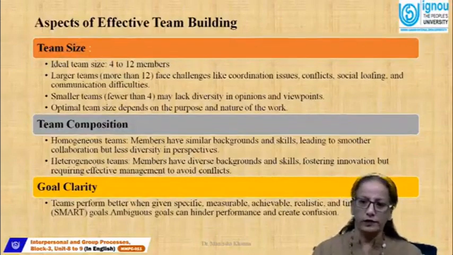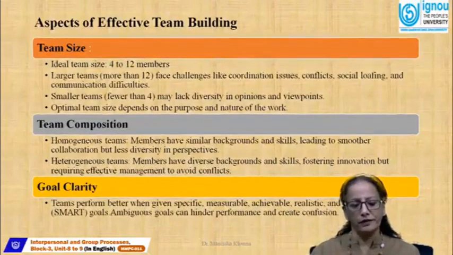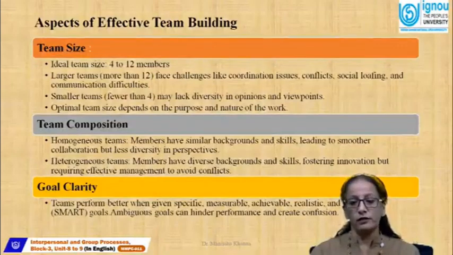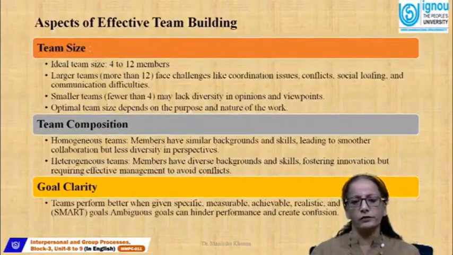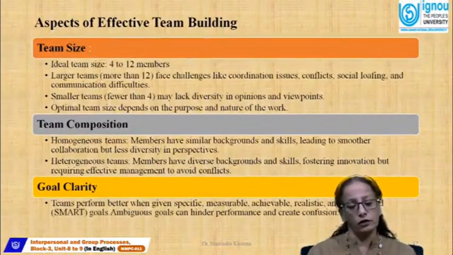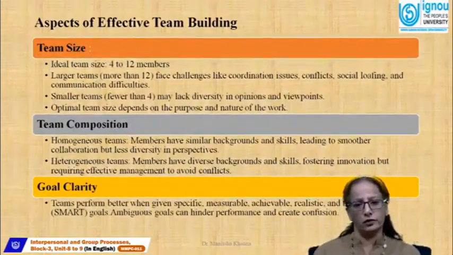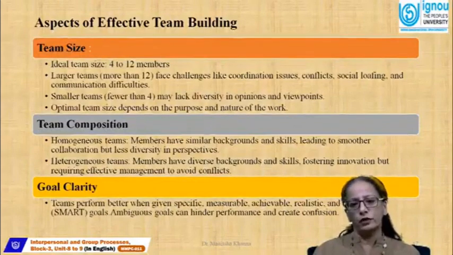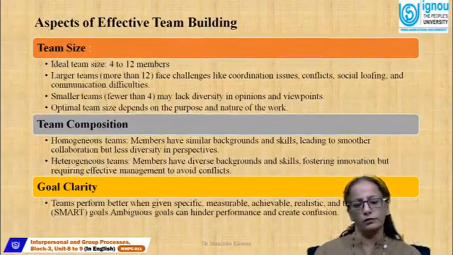Then there is goal clarity. Goal clarity is very important, because teams perform better on SMART objectives or SMART goals. SMART goals refers to specific, measurable, achievable, realistic, and time-bound goals. Ambiguous goals hinder when the goals are not clear. They hinder not only the performance of an organization, but also individual goals cannot be completed. It also creates confusion between the organization and the individual, between the employees.